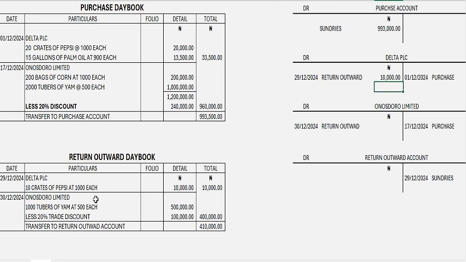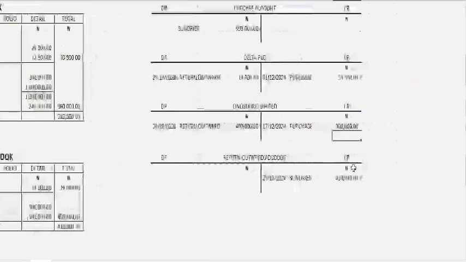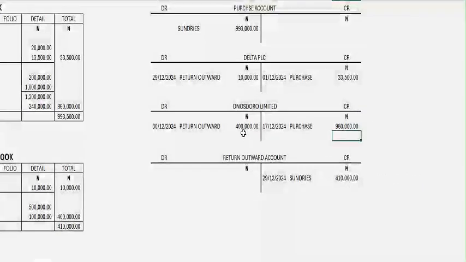The second one is Unozuru Limited. How much is going there? 400,000 naira. You have here Unozuru, date, return outward, return outward. How much is it? 400,000 naira. This fulfills the documentary principle also. 410,000, then the debit side 400,000 and 10,000 naira. So that is that for the question. We are done with the question.